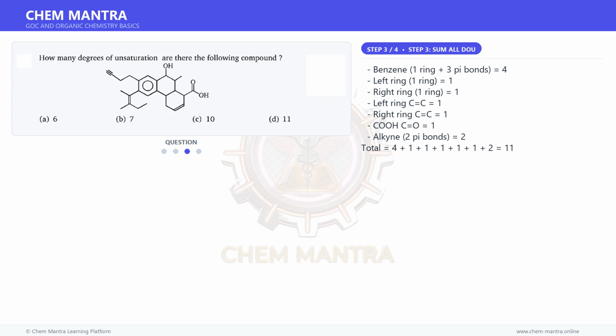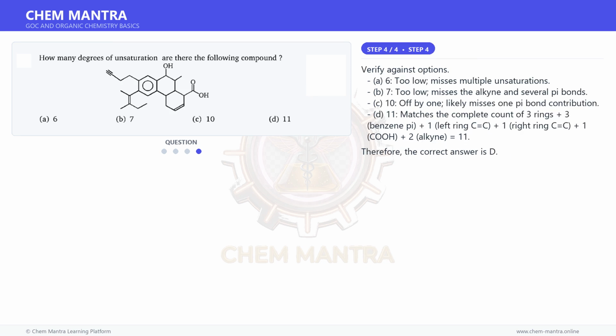Moving on to the next step. Benzene, 1 ring plus 3 pi bonds, equals 4. Left ring, 1 ring, equals 1. Right ring, 1 ring, equals 1. Left ring C=C equals 1. Right ring C=C equals 1. Carboxylic acid C=O equals 1. Alkyne, 2 pi bonds, equals 2. Total equals 4 plus 1 plus 1 plus 1 plus 1 plus 1 plus 2 equals 11.